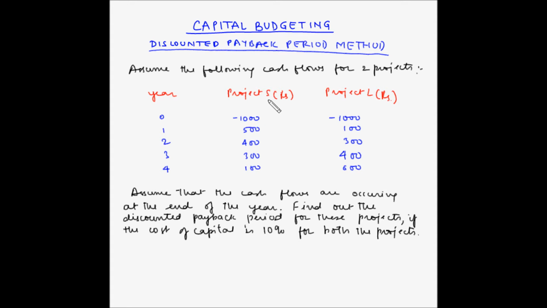So here S stands for short and L stands for long. Project S is a short-term project which will give benefits in the short term, while project L is a long-term project which will give benefits in the long term. Let us quickly draw the timelines for these two projects.